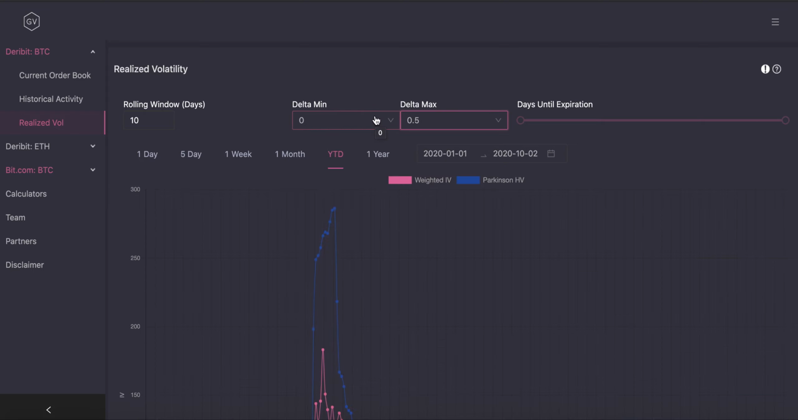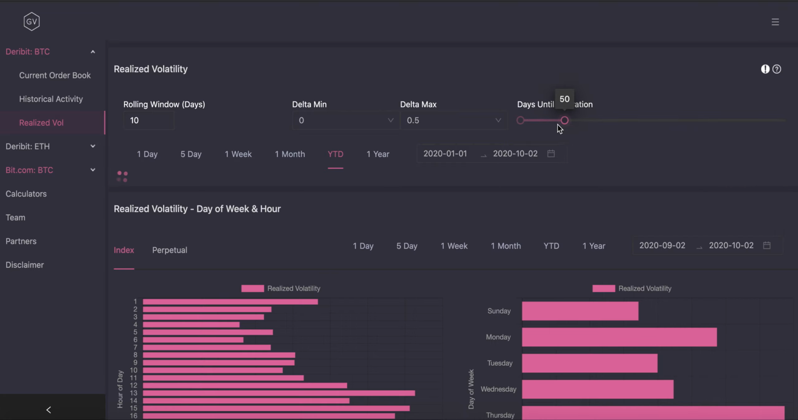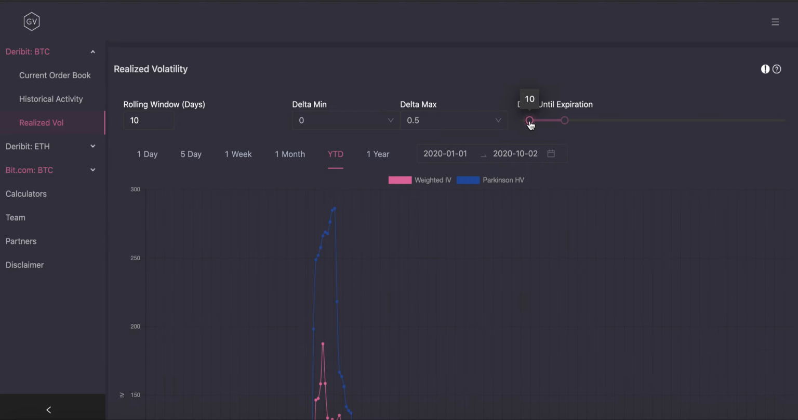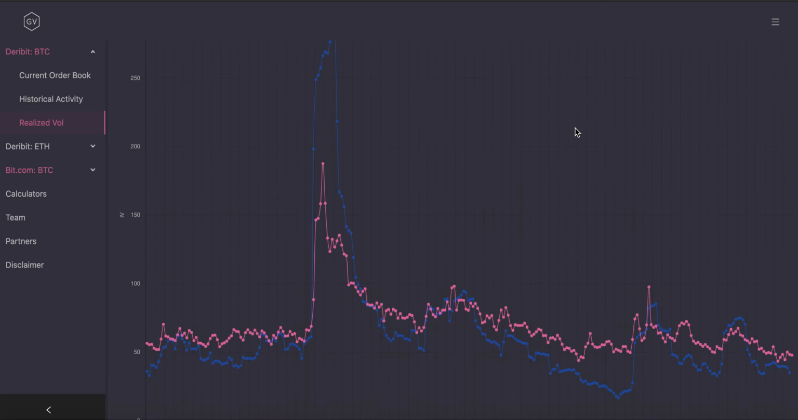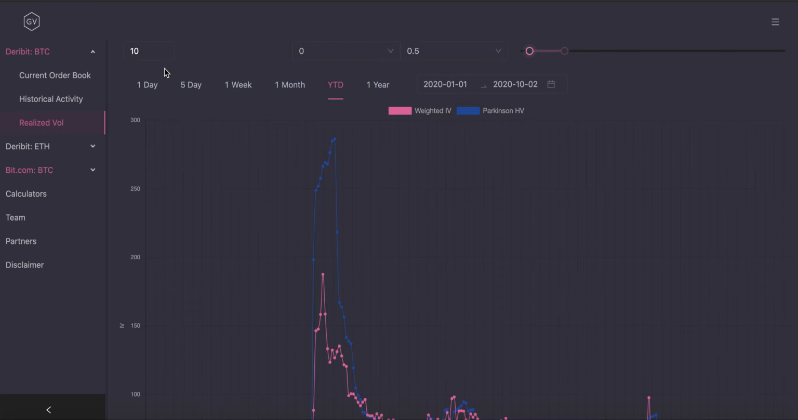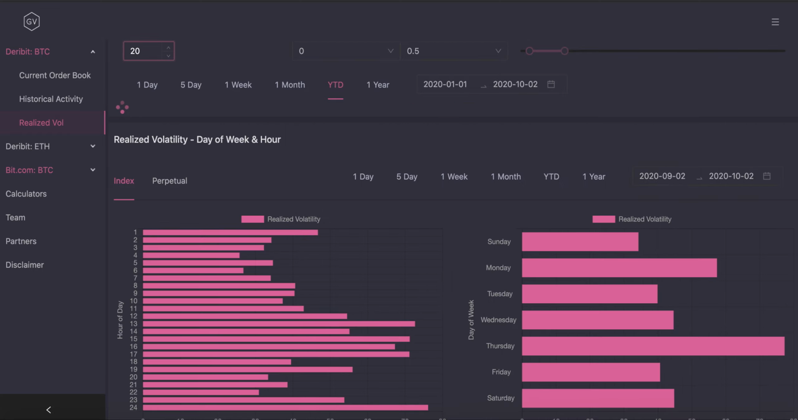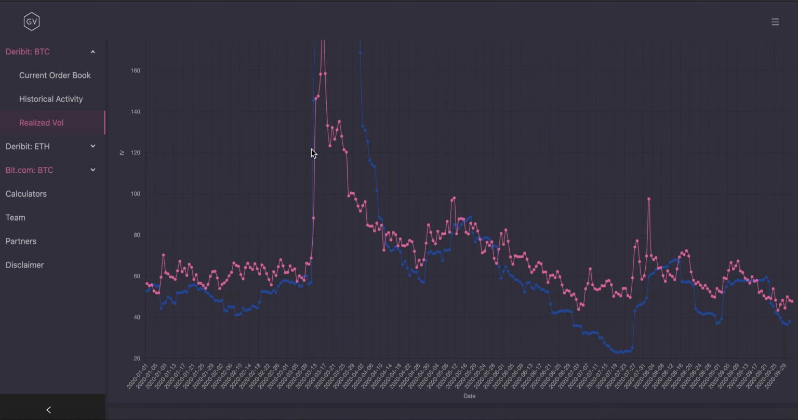Right now I'm making sure that it's only composed of options that are out of the money calls. So I use this delta filter to go from 0 to 0.5, which is the out of the money call deltas. And I can go ahead and filter down the days until expiration. Let's say I want to look at options that have between 10 and 50 days. Call that a 30-day average. So now I'm looking at 30-day out of the money calls that have traded in the past year versus, let's call it, a 20-day realized vol window. And now I can see the relationship between the two.